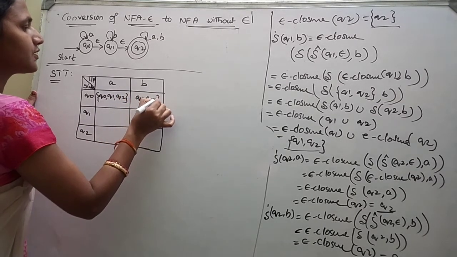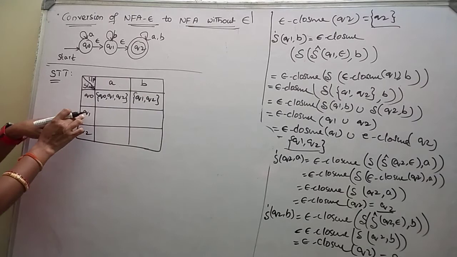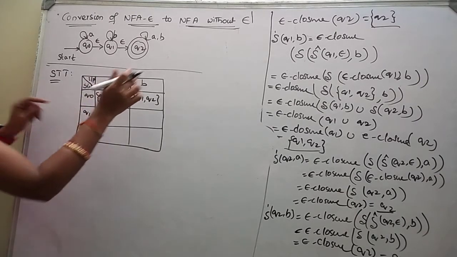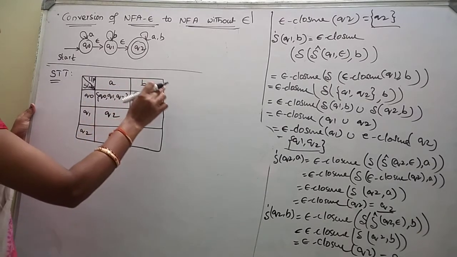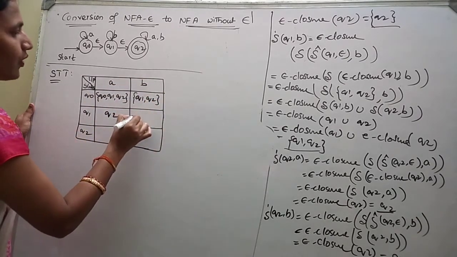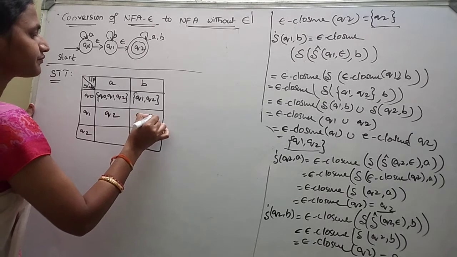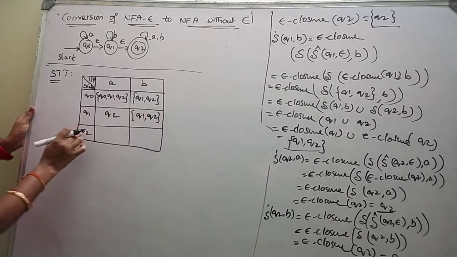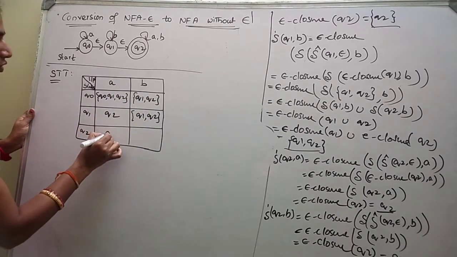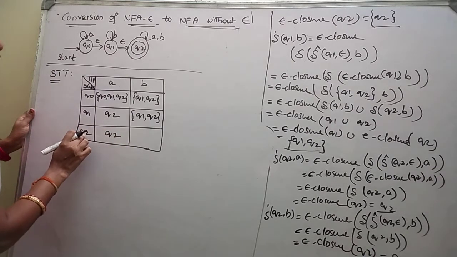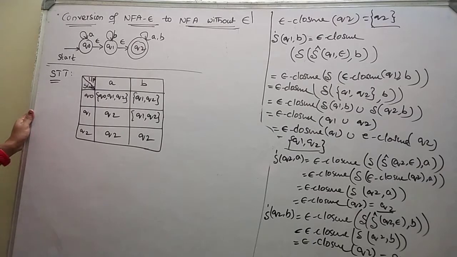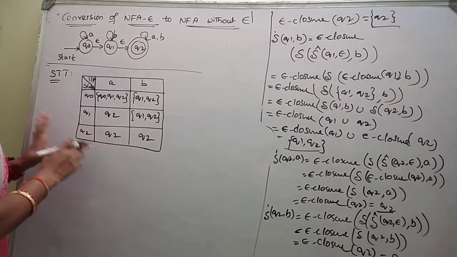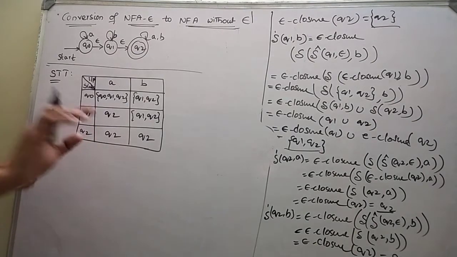Q1 and Q2. Delta dash of Q1 of A, that is Q2. Delta dash of Q1 of B is what? Q1, Q2. Delta dash of Q2 of A is Q2. Delta dash of Q2 of B is Q2 only. Isn't it? So that is the required state transition table. Right?